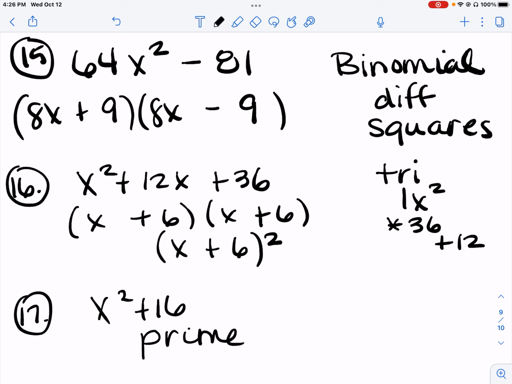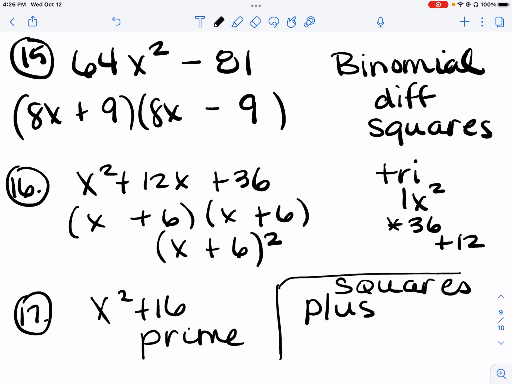Number 17 is prime, which means it doesn't make a multiplication problem. It's prime because it's squares with the plus. Okay, if you have squares with a plus, it doesn't break down. And that's the end of the review.